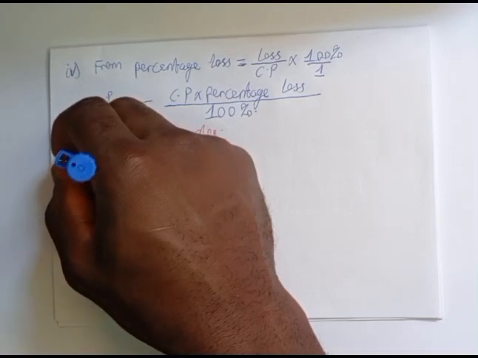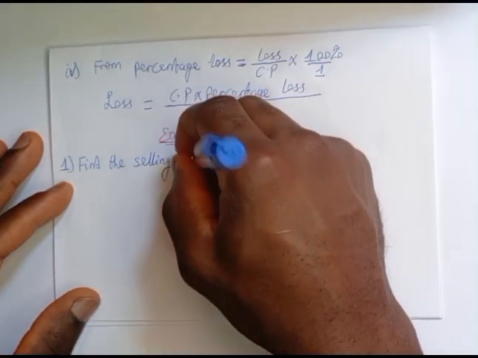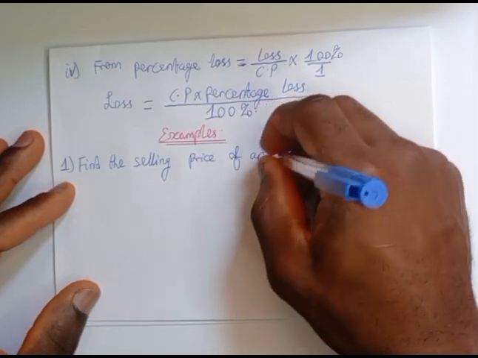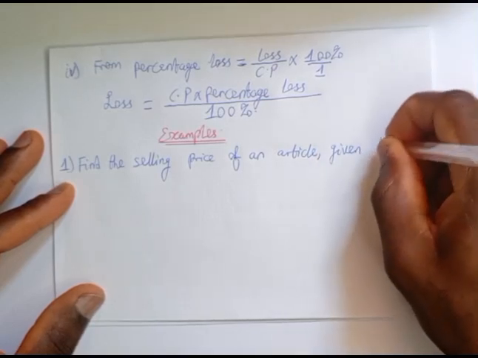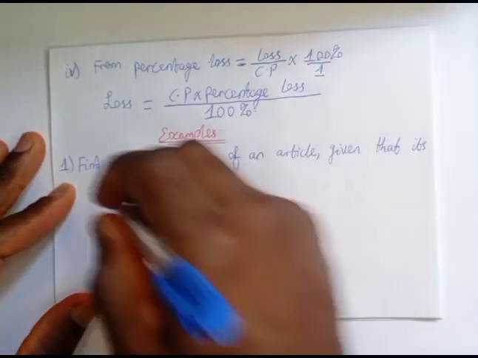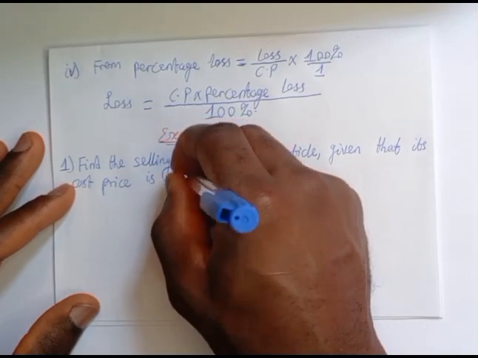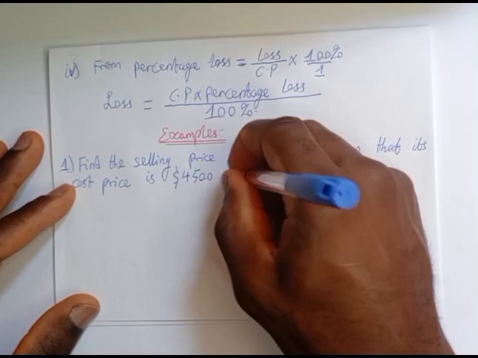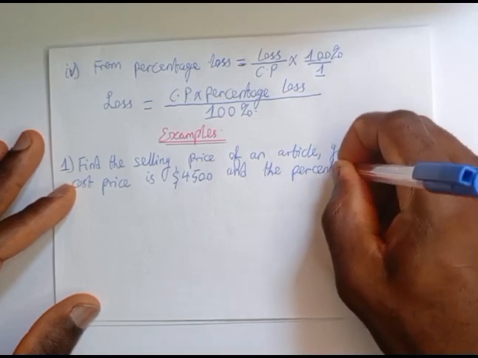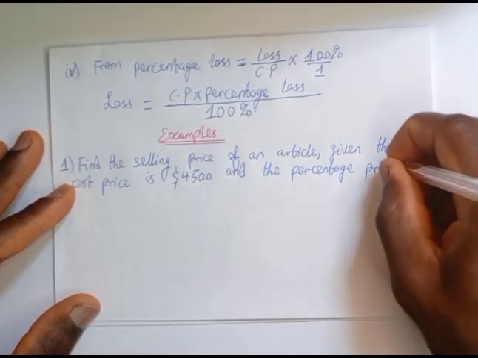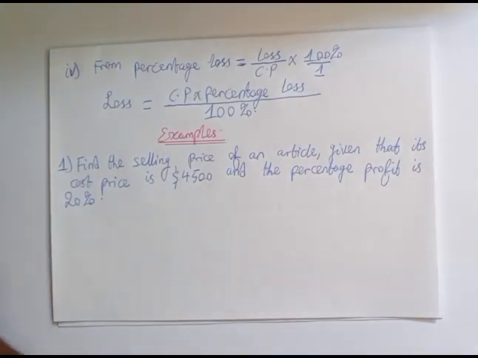We take these examples. Question 1. Find the selling price of an article given that its cost price is $4,500 and the percentage profit is 20%. Take solution.